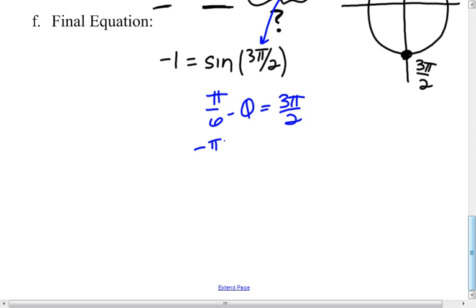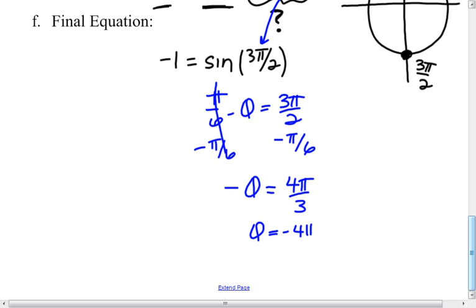Okay, and now you need to solve. So I will subtract pi over 6, and I get negative phi equals 3 pi over 2 minus pi over 6. And if you get common denominators and everything, you will get 4 pi over 3 there. So then positive phi is negative 4 pi over 3. Okay, so there's my phi.